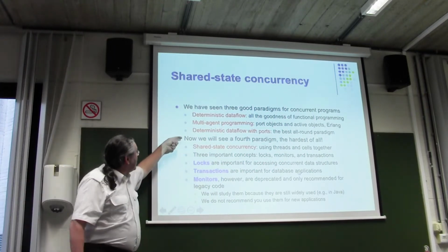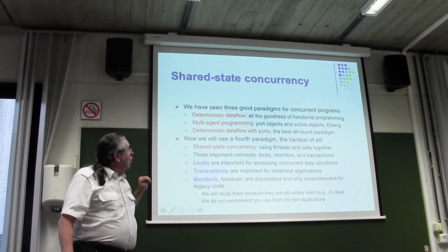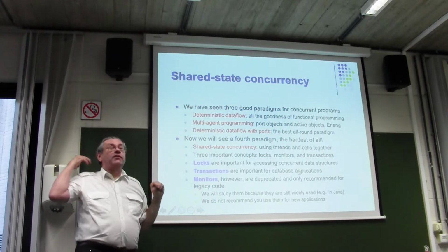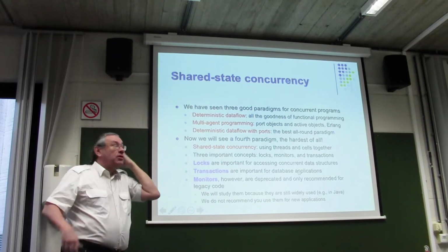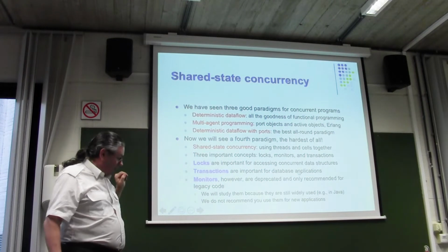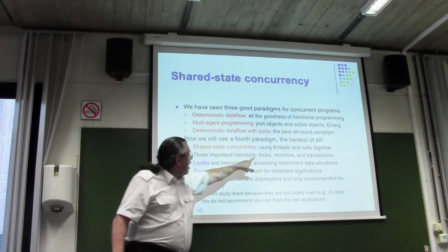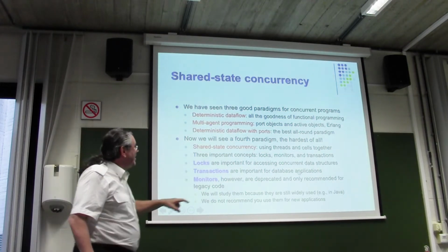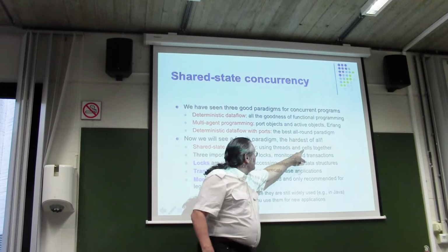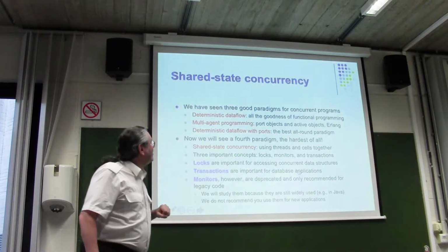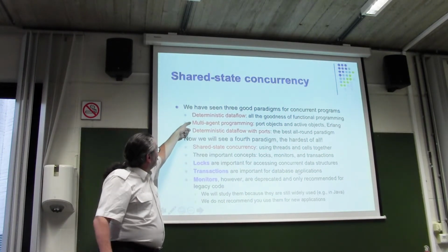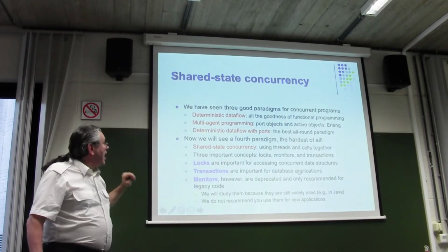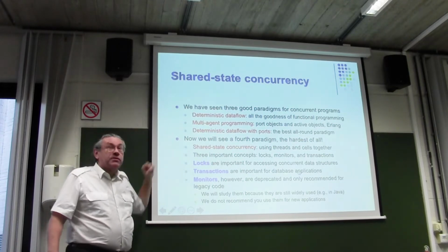Okay. Today we will see a fourth paradigm, which is in fact the worst of all of them, the hardest to program, but it's used a lot. This is called Shared-State Concurrency. This is what happens when you have threads and cells together. Cells and threads together are somehow very hard. It's much harder than multi-agent where you have ports and cells together. Okay. So we're going to see how to use this.